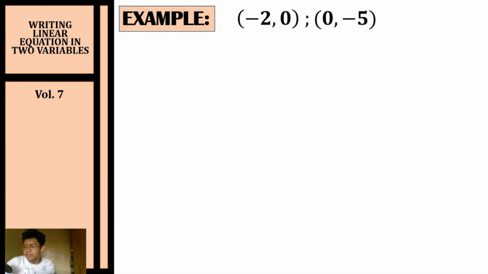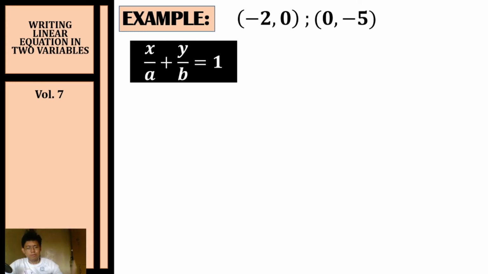Alright, let's have another example. So for example, we're going to get the equation of the line that will pass through the points (negative 2, 0) and (0, negative 5). Now, since we're given 2 points, we can use the 2-point form. But observe, since we're given the x-intercept and the y-intercept, we can use the intercept form. So x over a plus y over b is equal to 1. So our a will be negative 2 and our b will be negative 5. So let's substitute the values of a and b. So x over negative 2 plus y over negative 5 is equal to 1.